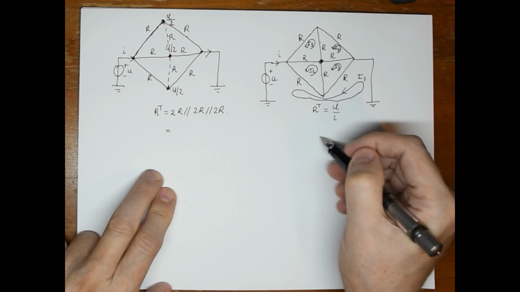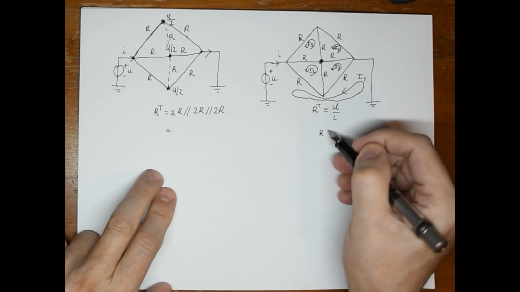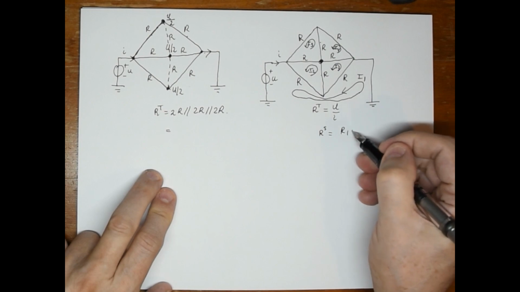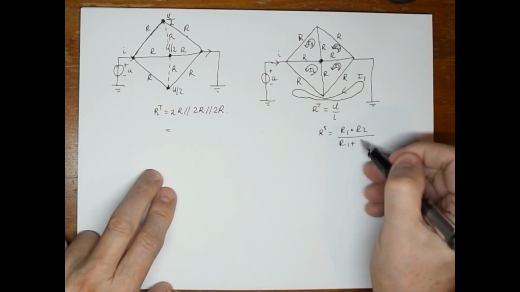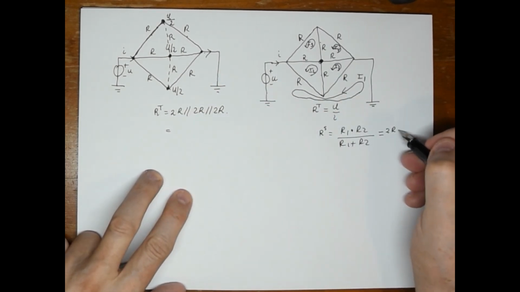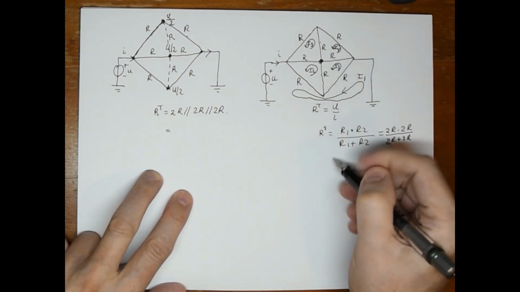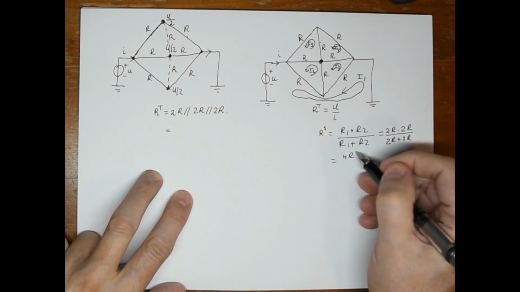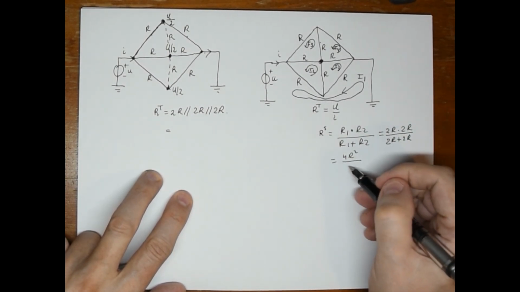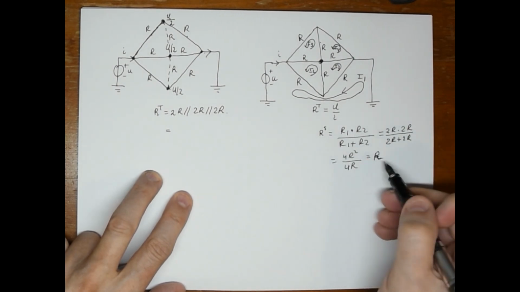As a side note, how do you calculate 2 parallel resistors? If you have parallel resistors, the replacement resistor, let's call that RS, is R1 times R2 divided by R1 plus R2. So if we do this for 2R and 2R, for instance, you get 2R times 2R divided by 2R plus 2R. And that is 4R squared divided by 4R, and the 4's drop out, and that gives you R. So you go from 2R to R.